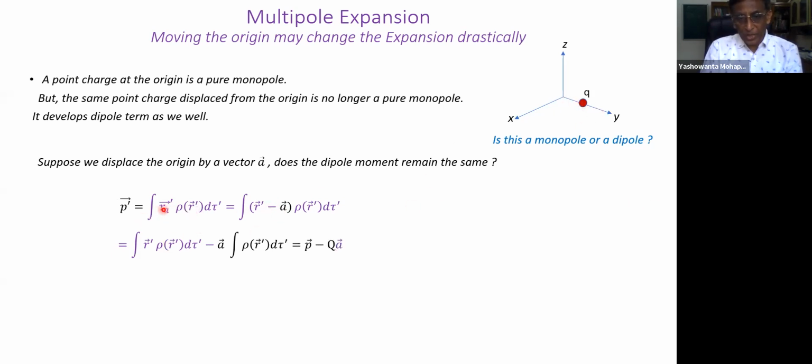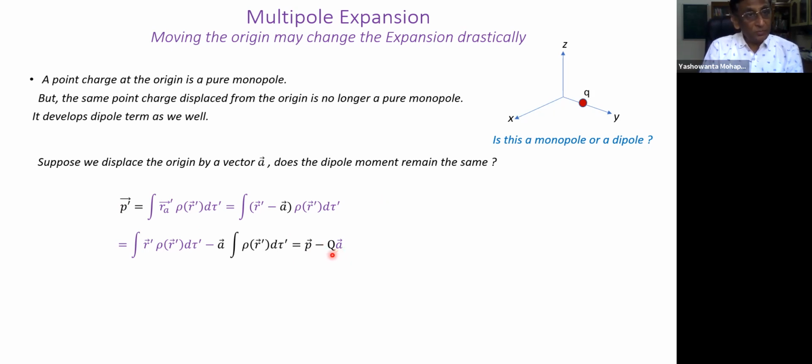So I = ∫ρ(r')(r' − a) dτ. Of course, the first term goes back as p, the original p, and minus a, and this is q. So what happens is the new p, the dipole moment, is p minus q a, where a is the vector by which I have displaced. Hence p' would become p only when either q is 0 or a is 0. All right, the displacement, there is no displacement.